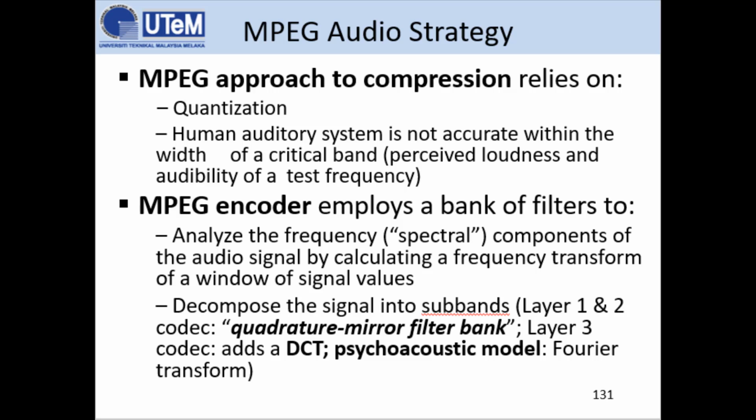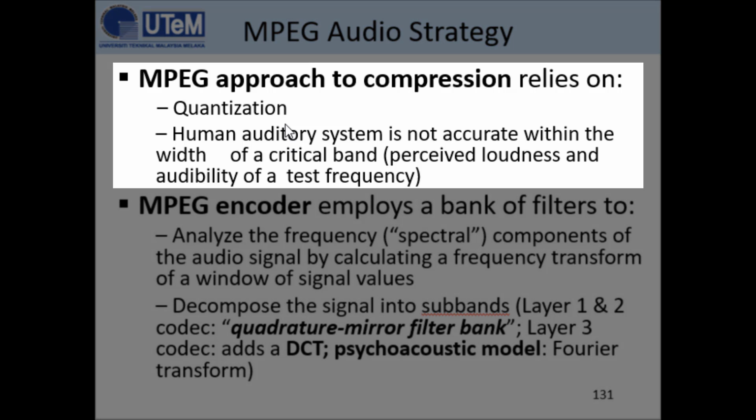So these are the strategies in MPEG audio compression. The strategy used in MPEG audio compression relies on quantization and the human auditory system. As previously stated, a human ear cannot really differentiate sounds within one critical band in terms of perceived loudness and masked frequency. So MPEG makes use of these attributes in the psychoacoustic model of the MPEG audio compression.